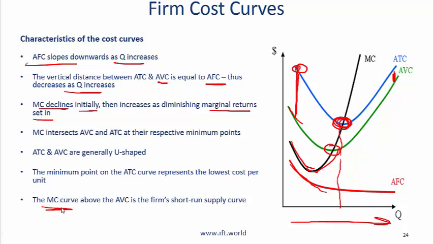The marginal cost curve above the average variable cost curve is the firm's short-run supply curve. So this black line above the average variable cost, this is the firm's short-run supply curve. Clearly, below this, it does not make sense for the firm to supply because the average variable cost would be high.